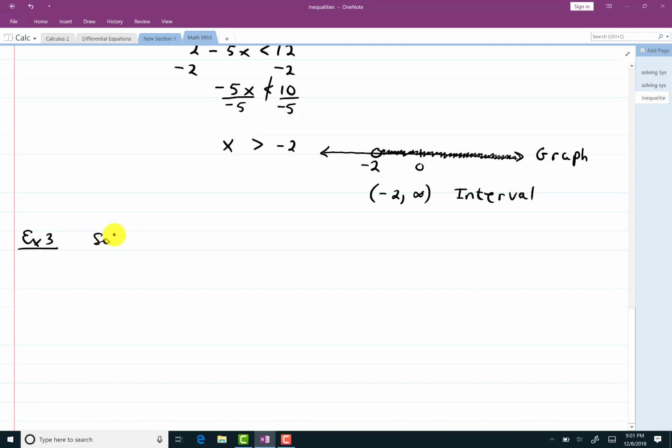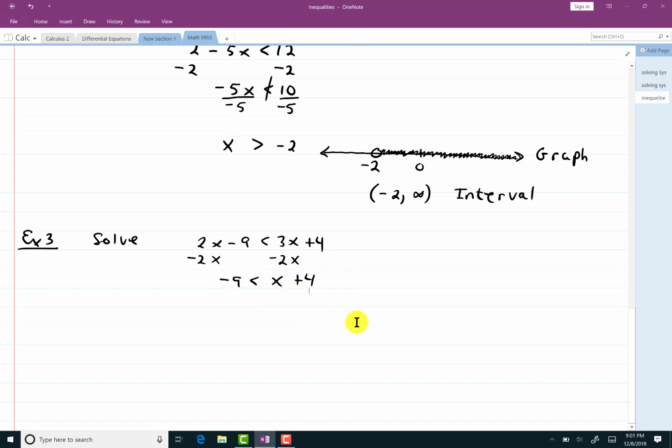Let's solve 2x minus 9 is less than 3x plus 4. So same thing as with an equation. I'll try to get x by itself. So the first thing I'll do is I'll try to get the x's alone on one side of this inequality symbol. So if I subtract 2x, I'll have negative 9 is less than x plus 4.